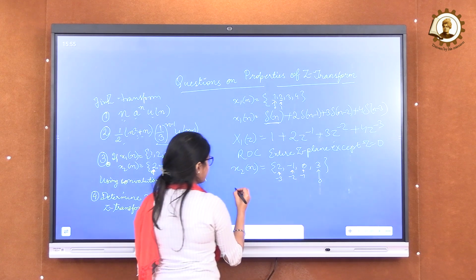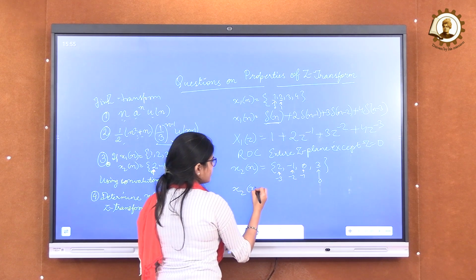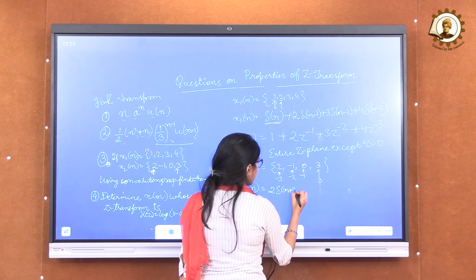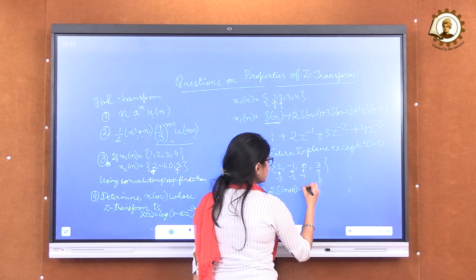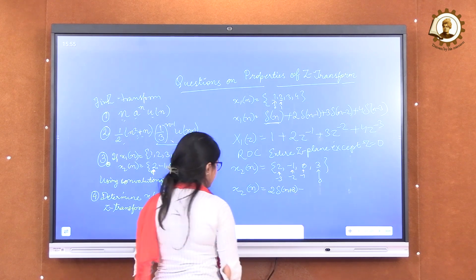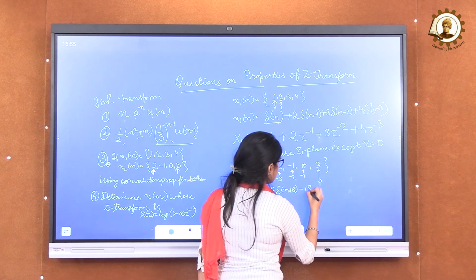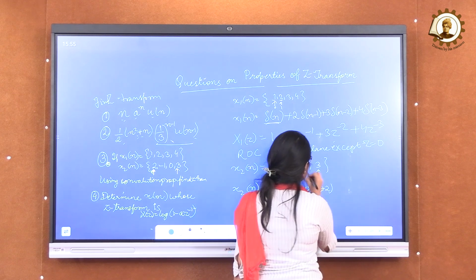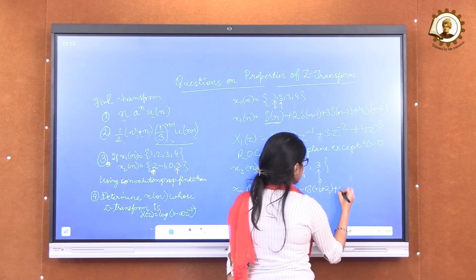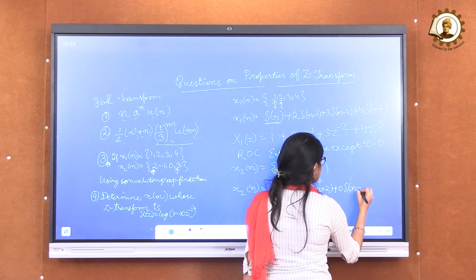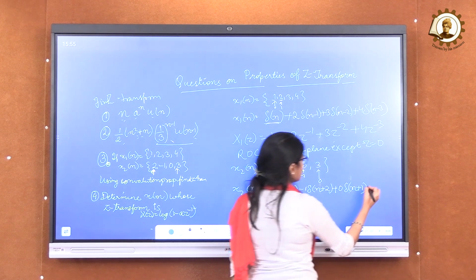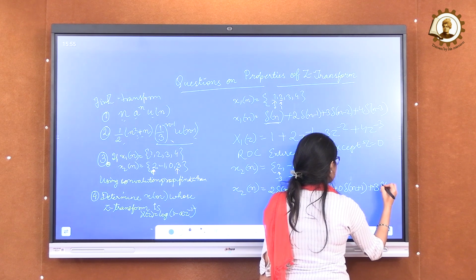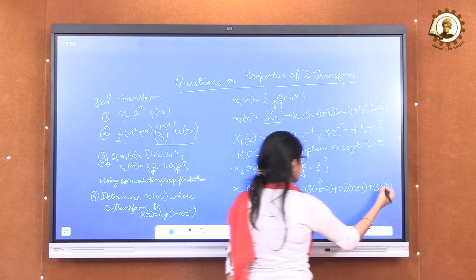Now if you write it in the format of delta, then x2[n] will be 2 into delta[n+3], minus 1 into delta[n+2], then it is 0. So 0 won't affect, but still I am writing it: 0 into delta[n+1] and 3 into delta[0]. So delta[0] means delta[n], that is it. So let it be over here, the value will be 1.